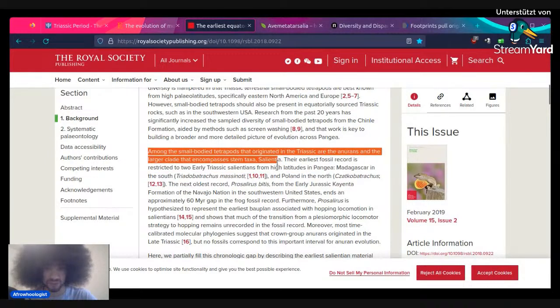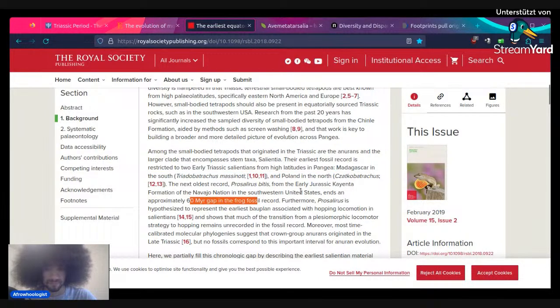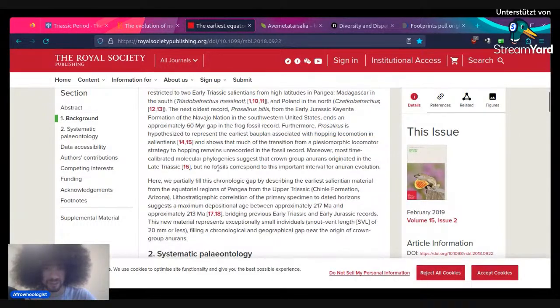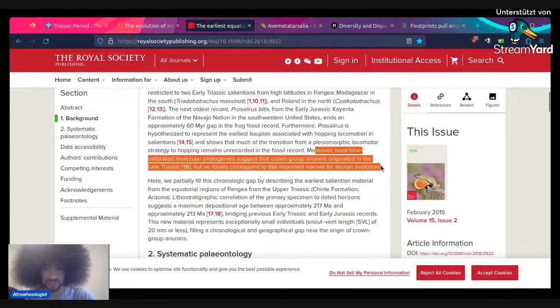But what we see here is that the next oldest record ends an approximately 60 million year old gap in the frog fossil record. But what we do see is that frogs come out of nowhere. So most time collaborators suggest yes, the crown group of anurans originated in the late Triassic, but no fossils correspond to this important interval for anuran evolution. What this means is that the actual origin of frogs as we see them today is completely unknown.